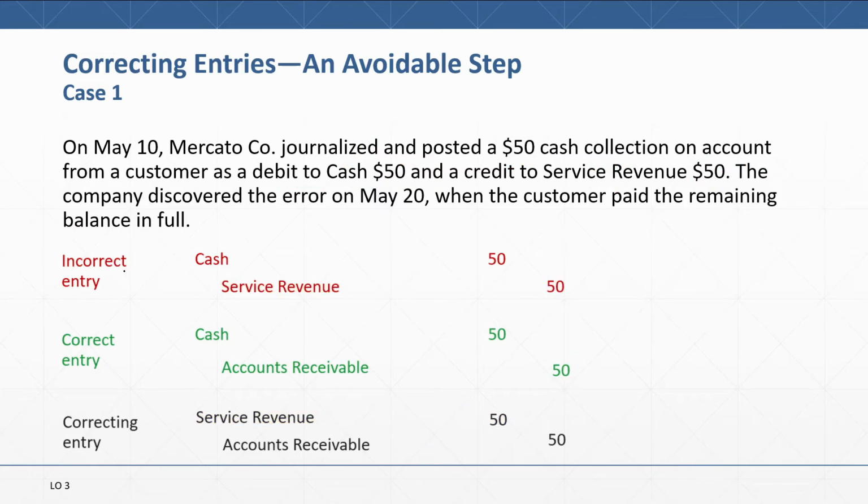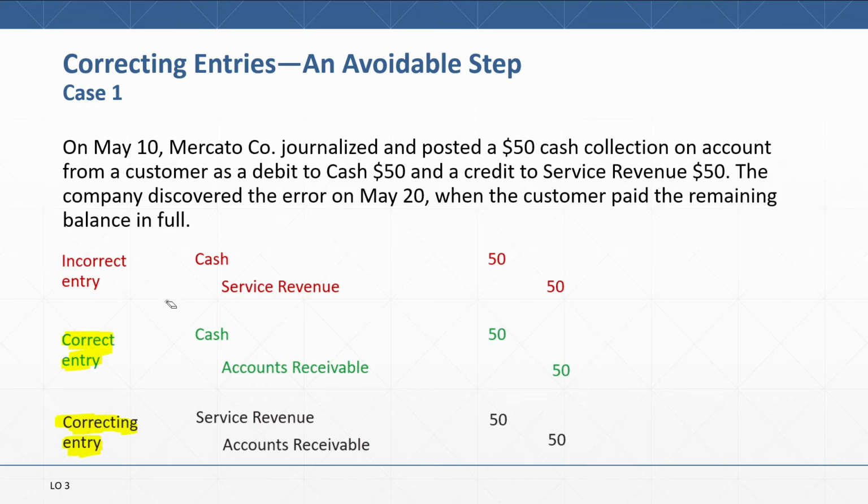But there is a second approach to correct our mistakes. Before I talk about that, I want you to pay attention to two terms. Correct entry is different than correcting entry. Okay? Correcting entry is what we do to fix our mistakes, but the correct entry is what the entry should be. So make sure that you do not use these terms interchangeably.